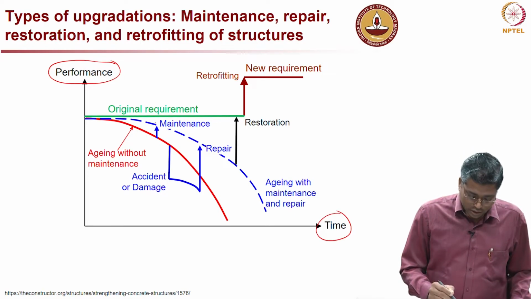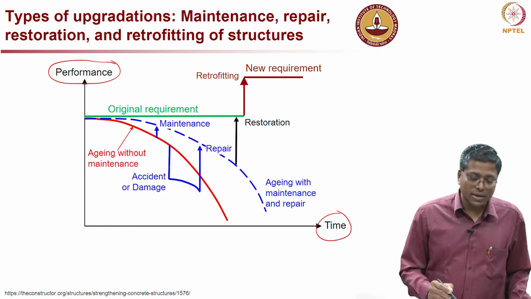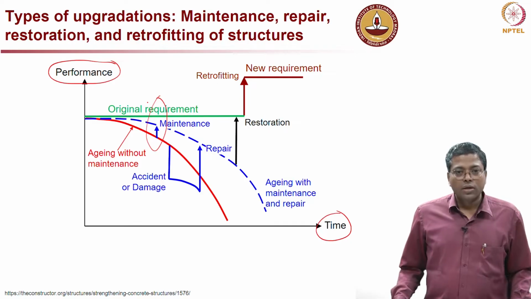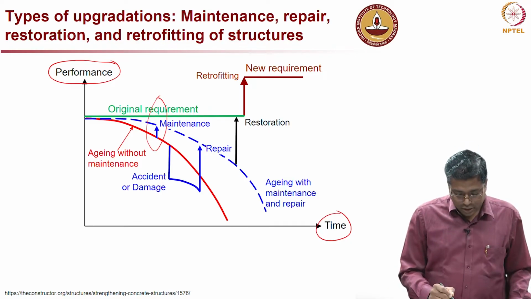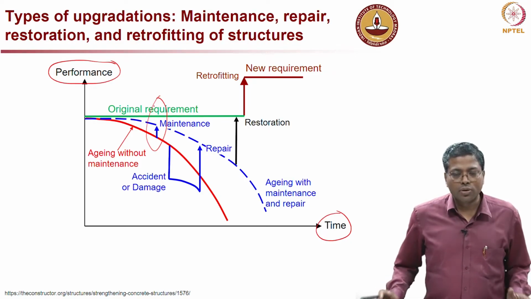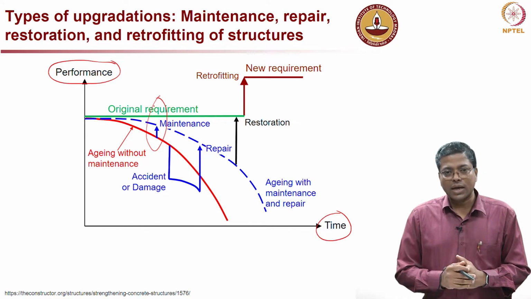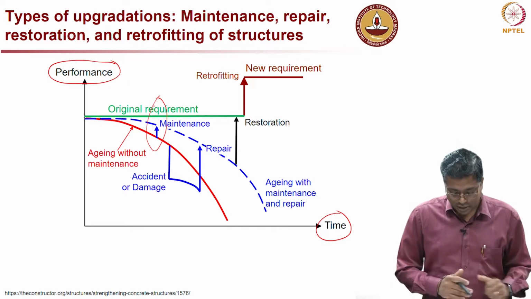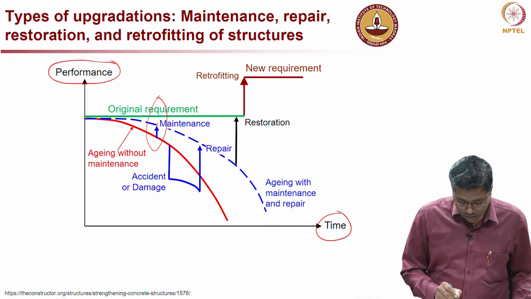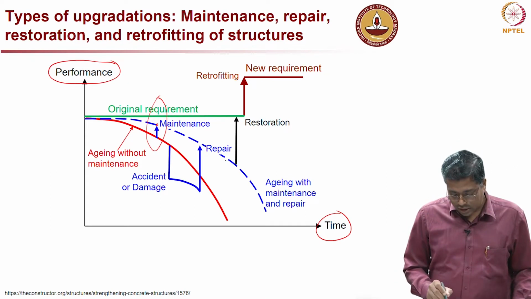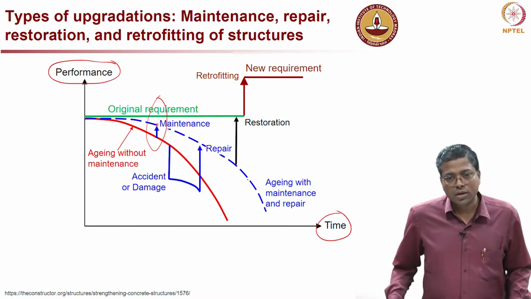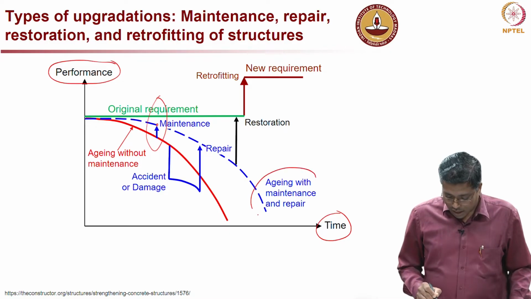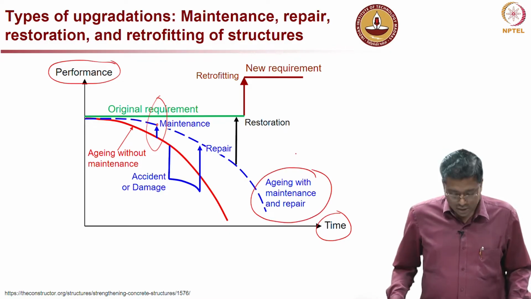Now, if we perform some maintenance activity, then I am talking about this point here, then from that red curve there is a blue vertical arrow, during that maintenance activity the performance level is slightly enhanced, and then the structure will follow the dashed curve, and that is basically aging with maintenance and repair.